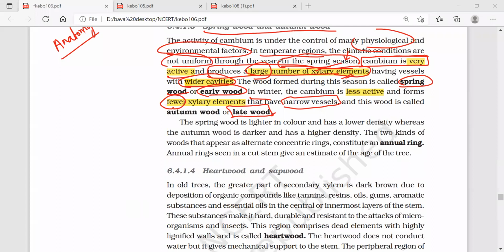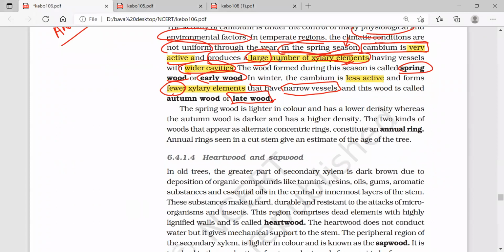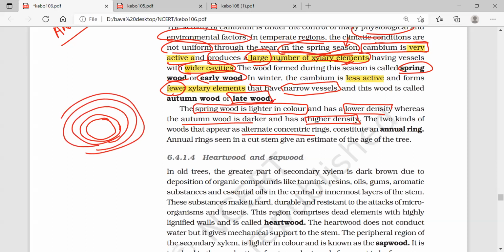So listen carefully. The spring wood is lighter in color and has lower density, whereas the autumn wood is darker and has higher density. So they are opposite characteristics. The two kinds of wood appear as alternate concentric rings. For example, once an autumn ring forms, after that comes a winter. That is, spring wood, autumn wood, spring wood, autumn wood, spring wood. So two rings are formed.